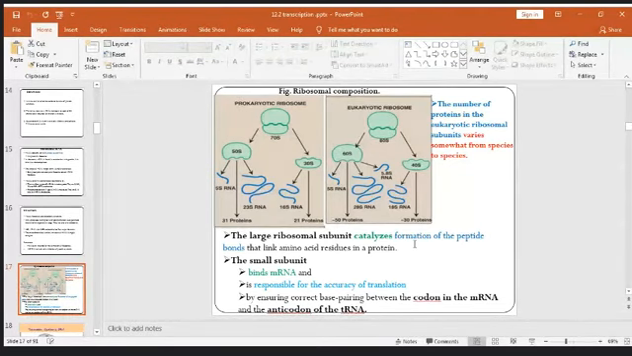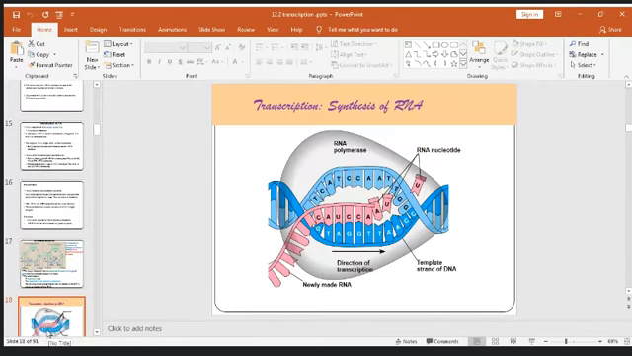The smaller subunit binds the messenger RNA and also acts as a binding place for the codon on the messenger RNA and the anticodon on the transfer RNA. It is also responsible for the accuracy of translation, by ensuring correct base pairing between the codon in the messenger RNA and the anticodon on the transfer RNA. So those are the three major functions of the small ribosomal RNA subunit.